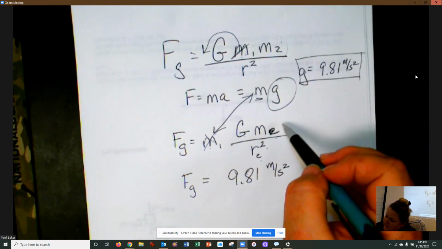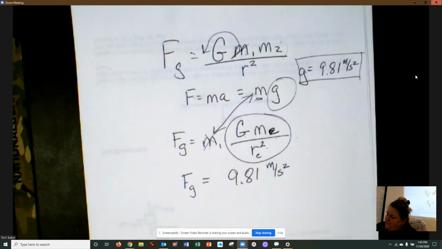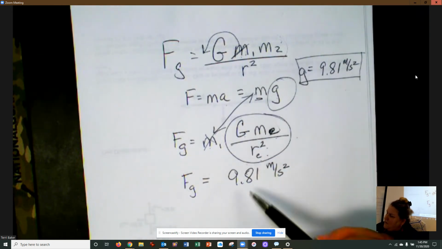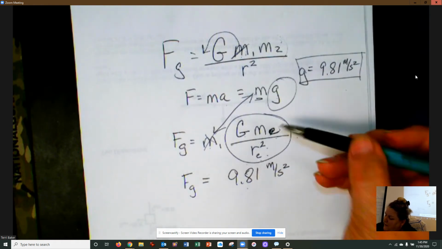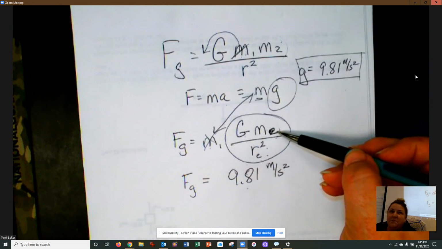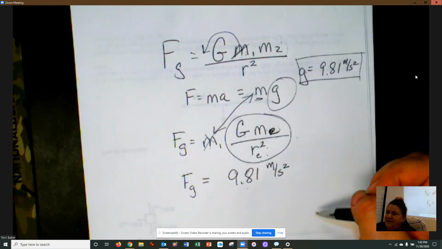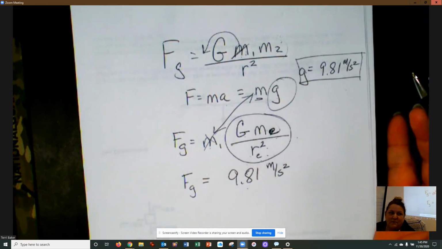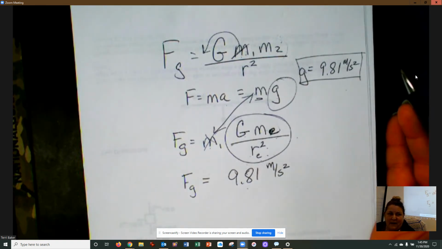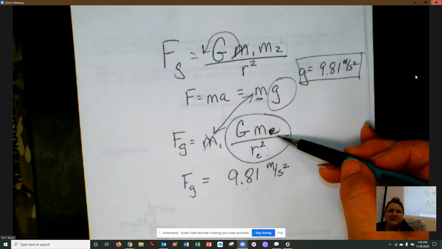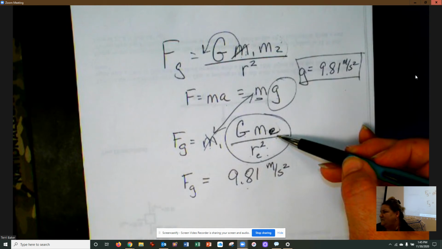This part is this part. So if you plug in the values for Earth on this part, you're going to get 9.81. If you put the mass of the moon and the radius of the moon here, you're going to get acceleration due to gravity on the moon. And it'll be a lot less than on the Earth because the moon is much smaller than the Earth. Does that make sense?